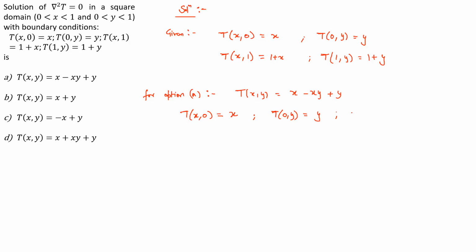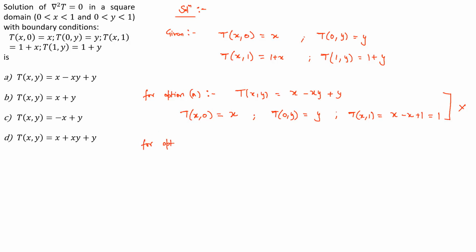Now the third boundary condition. So T at x is equal to x and y is equal to 1 will be x minus x plus 1. So this is 1, but we have been given that this third boundary condition is 1 plus x, thus option A cannot be right, so we reject option A.